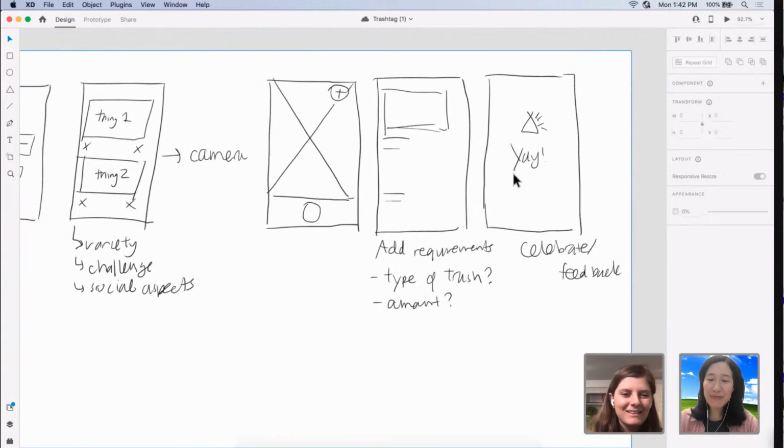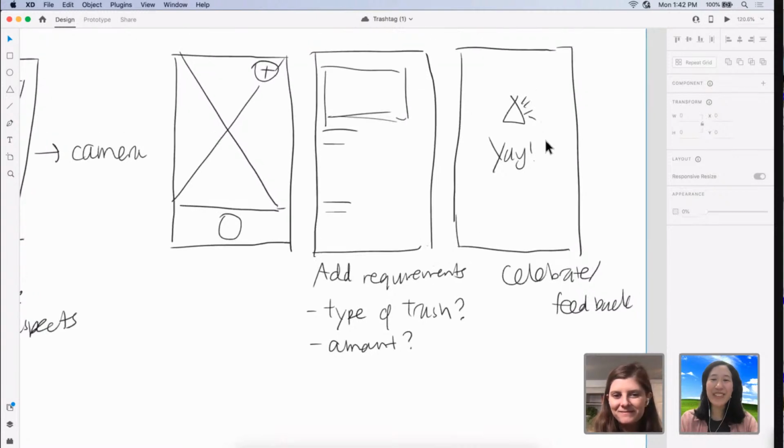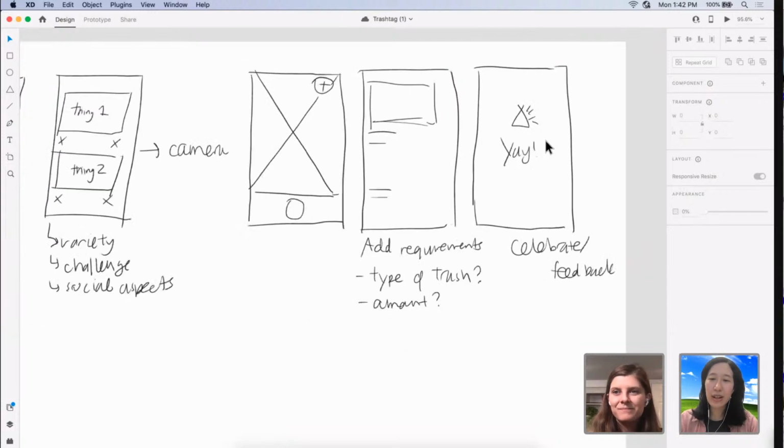Totally. And then celebrate. So I have a "yay" here: celebrate the moment people did something good for the planet. They did something good for their community. Yeah, that's worthy to celebrate.